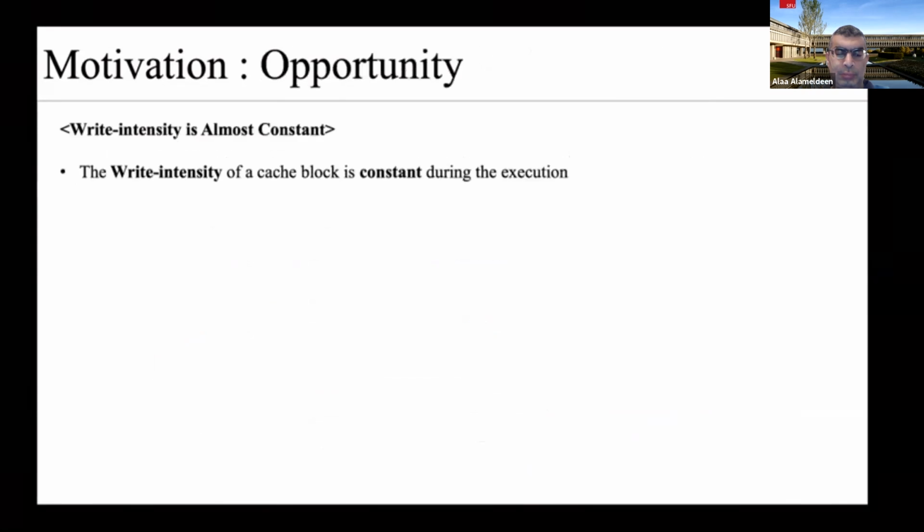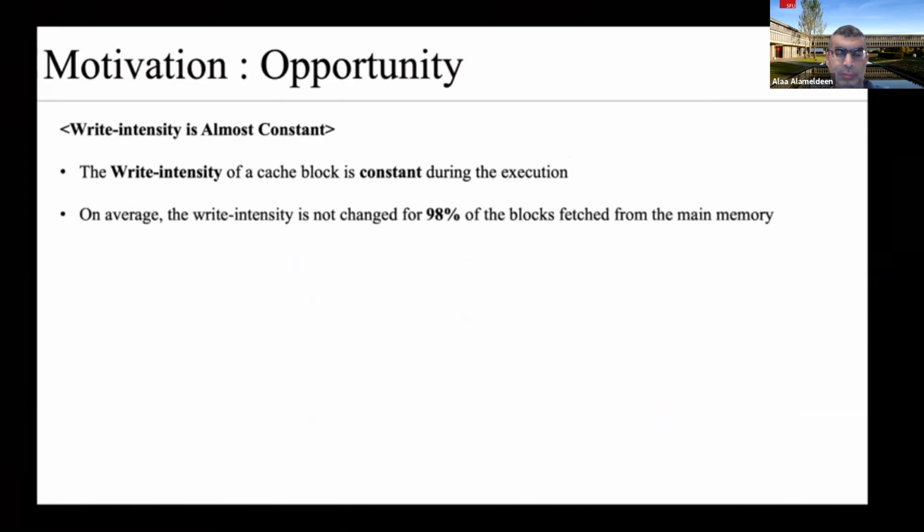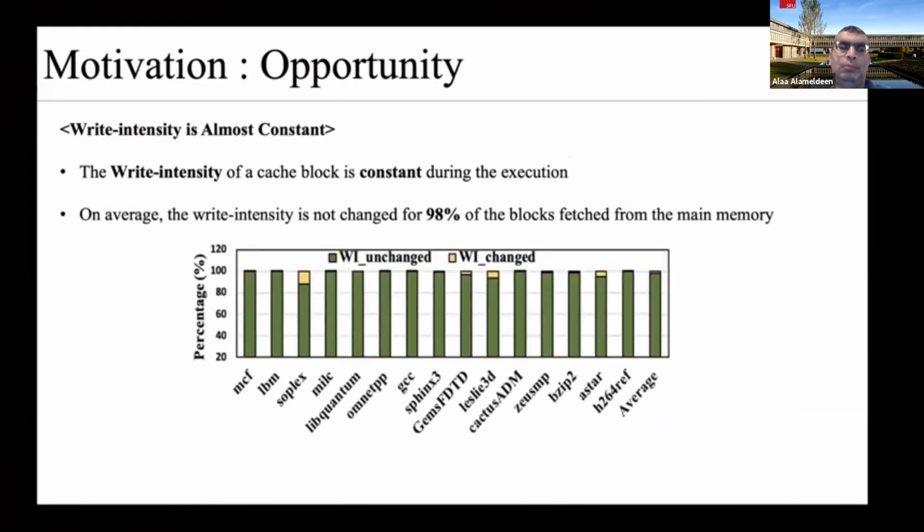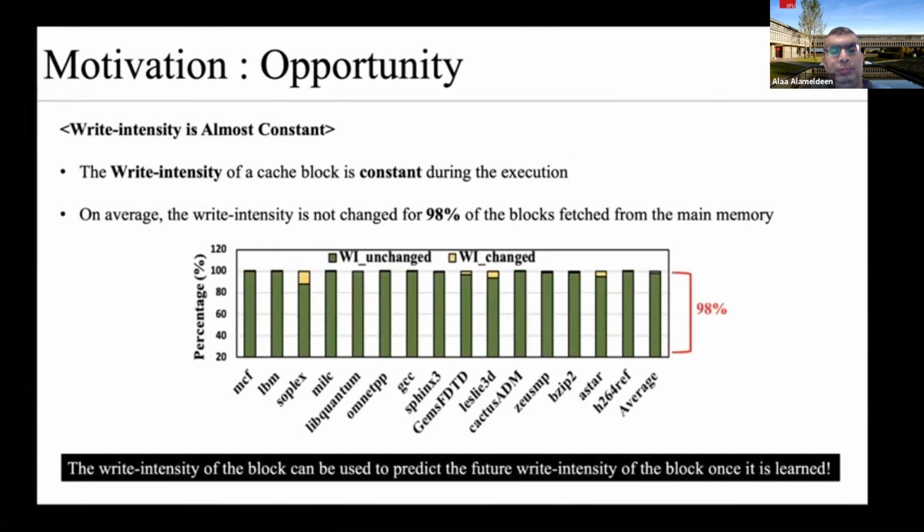The write intensity of a cache block is constant during execution across several workloads. On average, the write intensity is not changed for 98% of the blocks. This means the write intensity of the block can be used to predict the future write intensity of the block once it is learned.